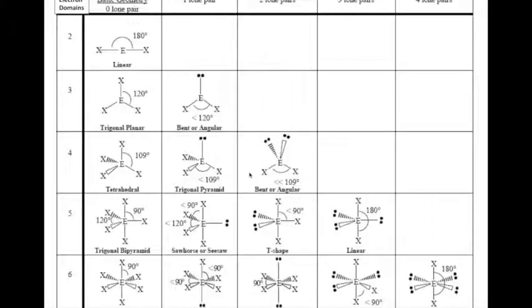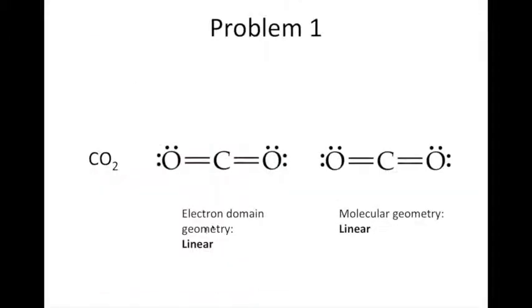So let's take a look at our table. Electron domains 2, we find that here. If you have 2 electron domains, your electron domain geometry is going to be linear, and your molecular geometry will also be linear. So carbon dioxide has a linear electron domain and molecular geometry. The bond angle between these bonds is 180 degrees. They're linear across from each other.